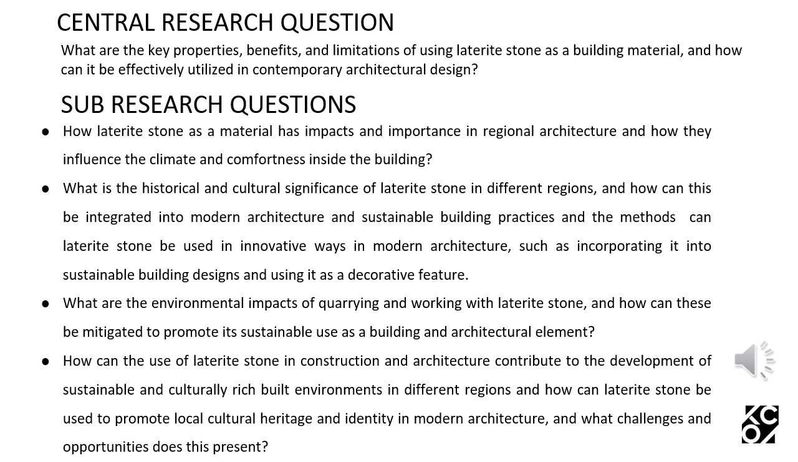And also the methods by which laterite stone can be used in innovative ways in modern architecture, such as incorporating it into sustainable building designs and using it as a decorative feature. Another one is how can the use of laterite stone in construction and architecture contribute to the development of sustainable and culturally rich built environments in different regions, and how can laterite stone be used to promote local cultural heritage and identity in modern architecture, and what challenges and opportunities does this face?